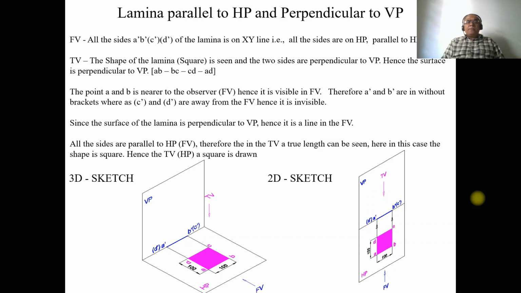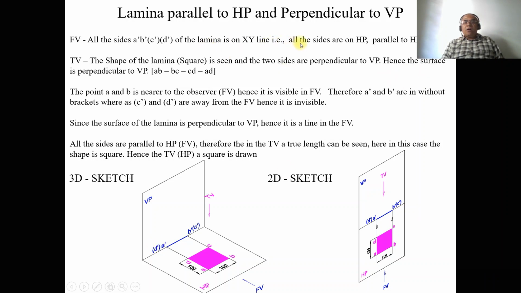So first we have the concept of lamina parallel to HP and perpendicular to VP. When you are considering this, we can see the lamina is parallel to HP and perpendicular to VP. When you look from the front view, you can see the lamina is parallel to HP because all the sides of the lamina are on the horizontal plane. So it means the lamina is parallel to HP. When you look from the front view, we can see A dash, B dash. AB is near to the observer, so A dash and B dash are visible. And then C and D are away from the observer, so C dash and D dash will be in brackets.